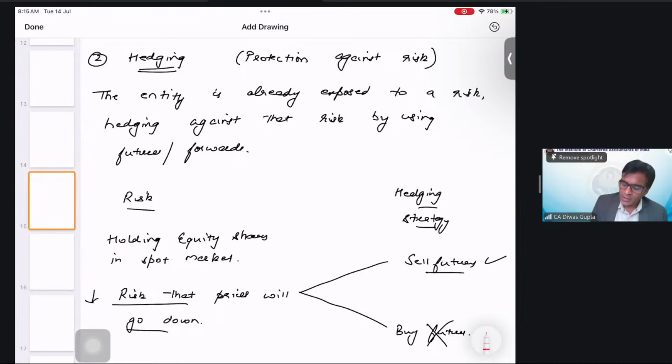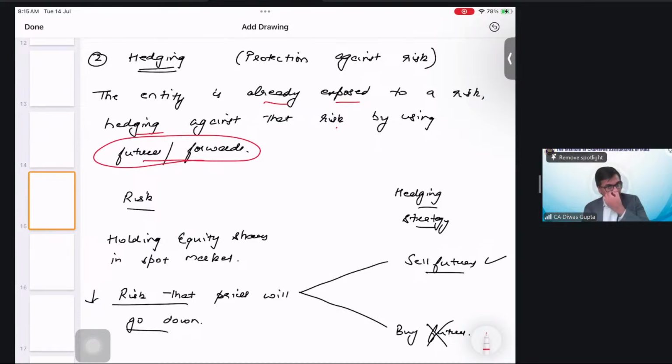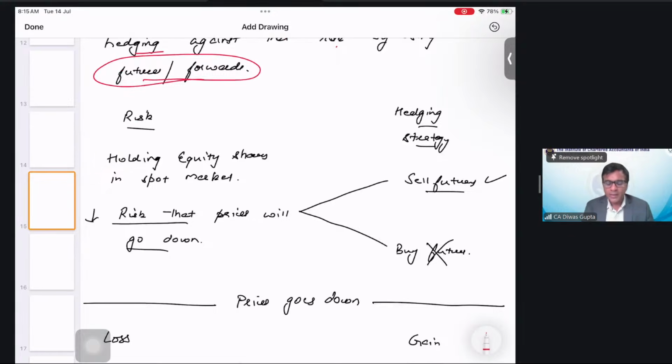So the entity is already exposed to a risk. Hedging against that risk by using futures or forwards is the use of the derivative, students. So here, first of all, if I'm holding equity shares in the spot market, what is the risk I'm exposed to? I am exposed to a risk that the prices will go down, because I'm holding an investment in the stock market. If the prices go down, I will lose.